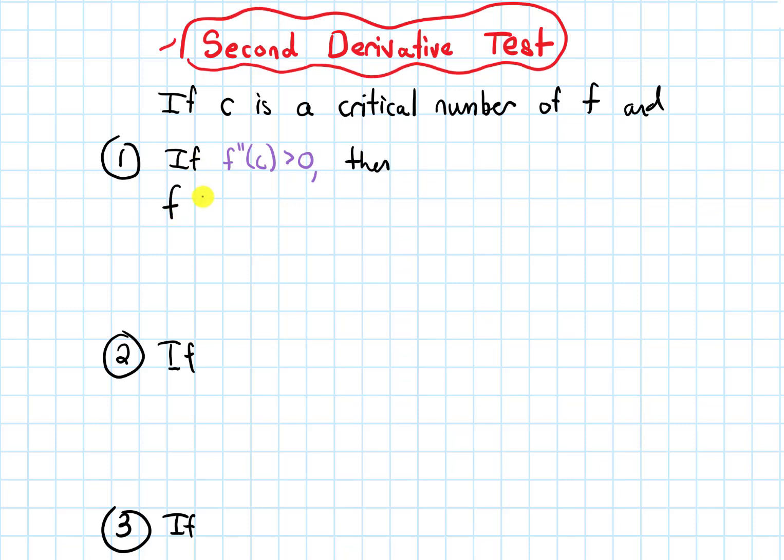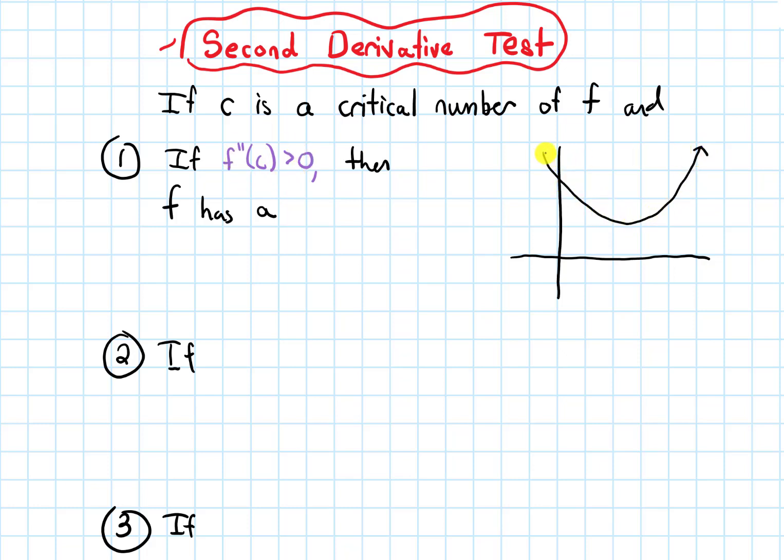f has a... So before I say what f has, I'm going to motivate this with a picture. So I'm going to draw some axes. Okay, so c is a critical number, and we're saying that the second derivative at c is greater than 0. So we're talking about a graph that's going to be concave up.